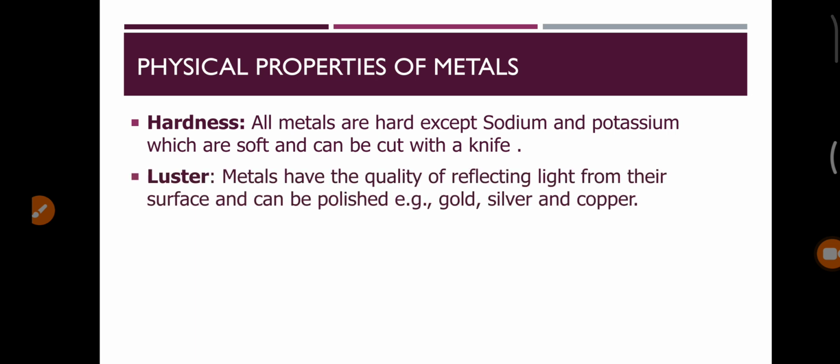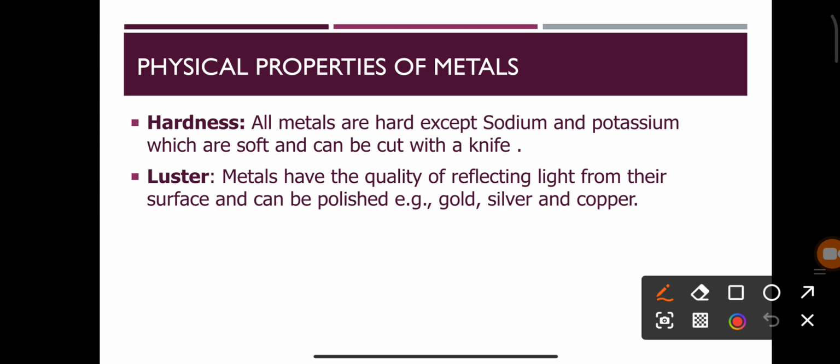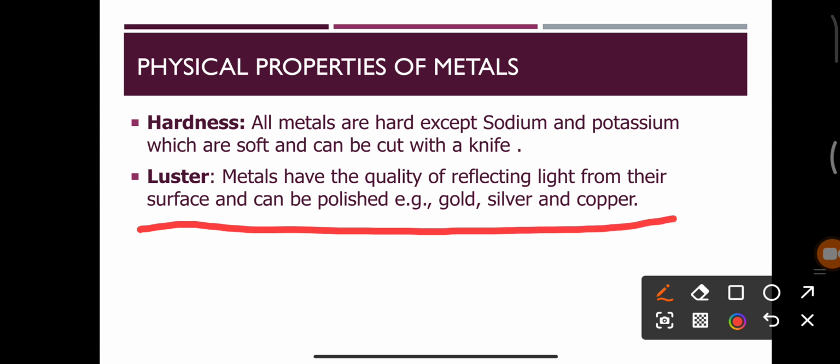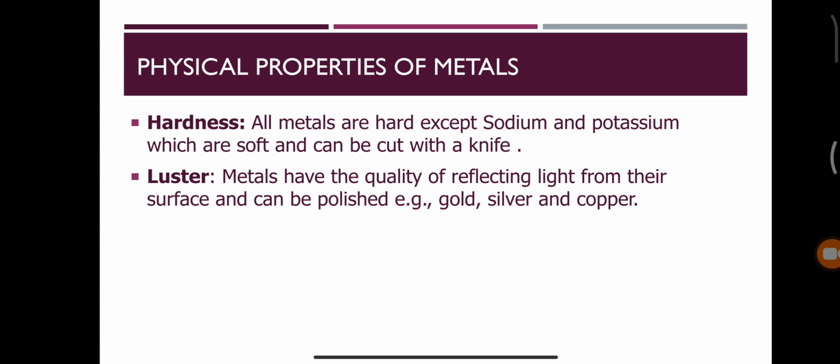Now, what does luster mean? Metals have the quality of reflecting light from their surface and can be polished. Example: gold, silver, and copper. So, luster means shininess. That means metals are shiny in appearance.